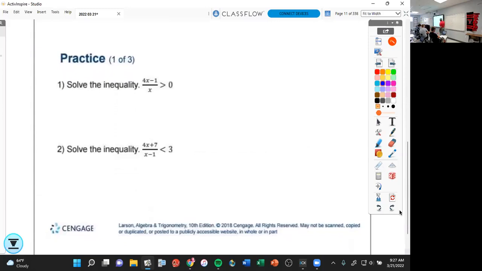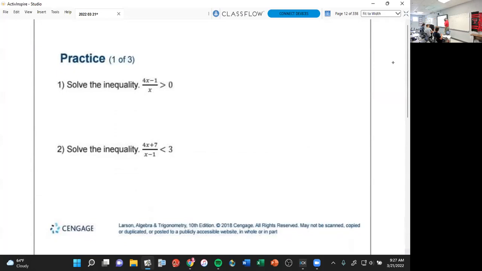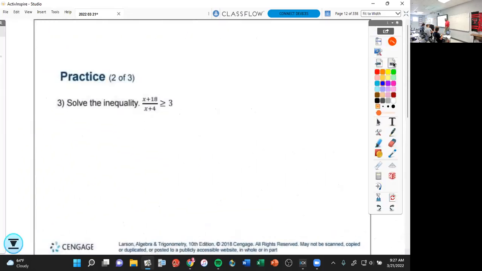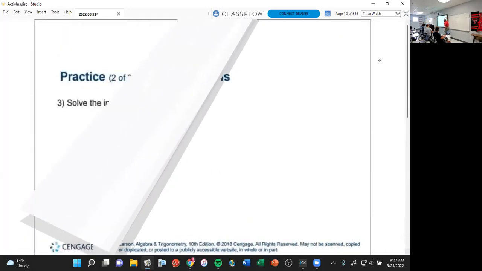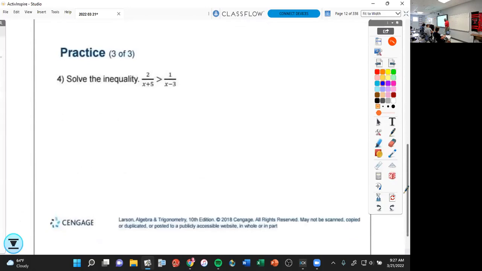All right. As far as these problems go, 1 is very straightforward. 2 is just like the example we looked at. I do want to go ahead and work number 4. Let me get to 4. There it is.